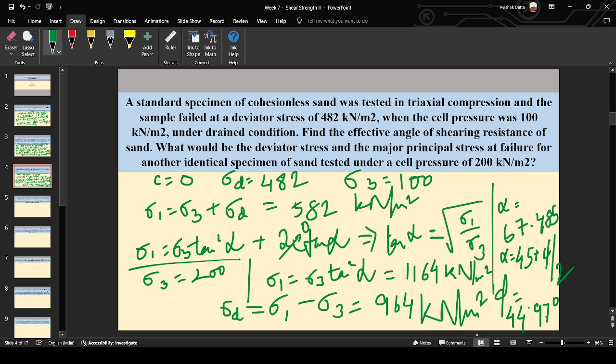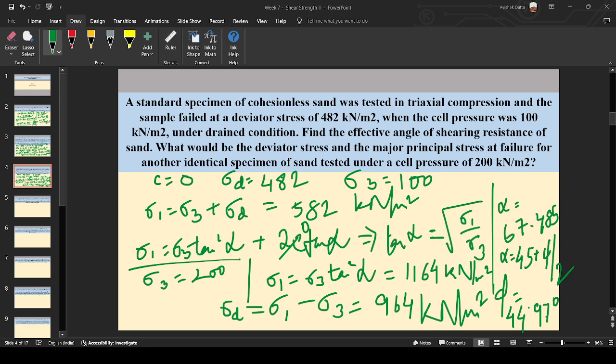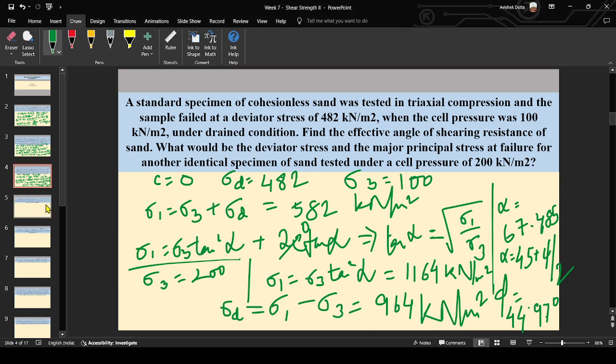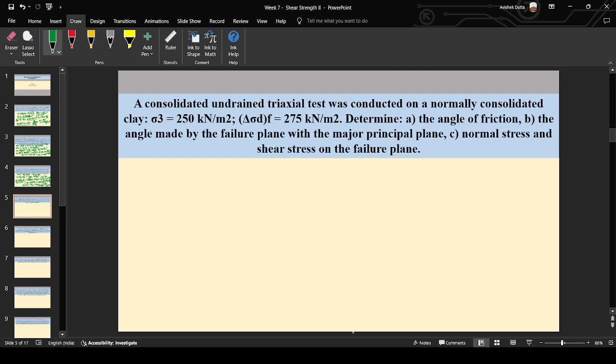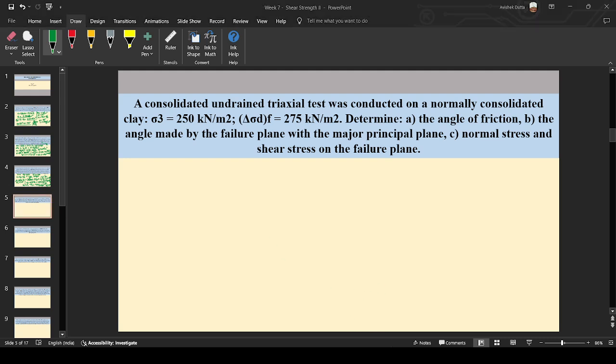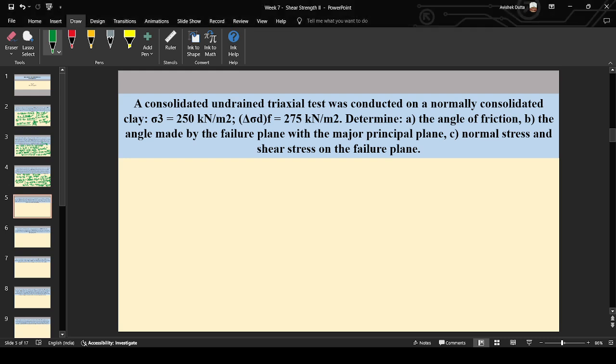This is the deviatoric stress. I hope it was clear. Next question. A consolidated undrained test, sigma 3 is 250, sigma d is 275. So sigma 3 and sigma d are given.